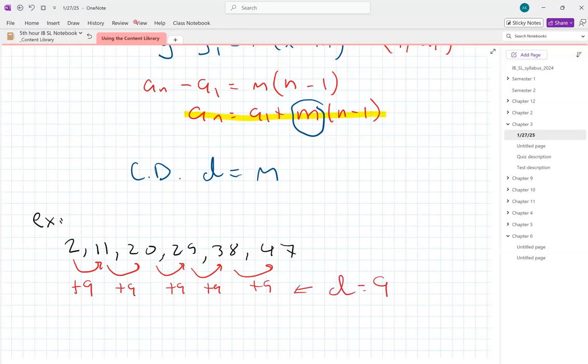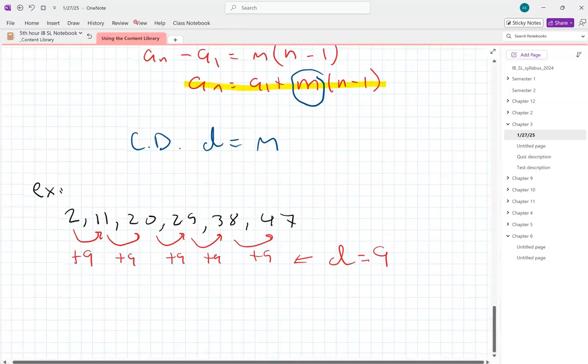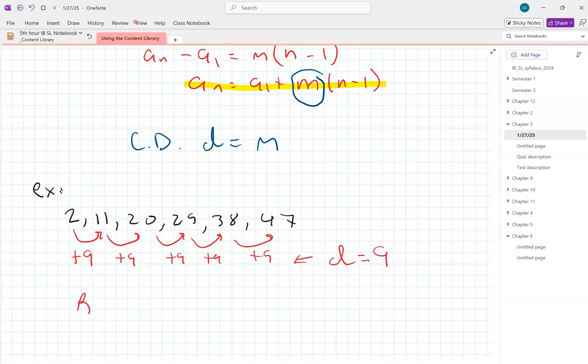So I know this is arithmetic because the common difference is constant. If that d was different at any point, it's no longer arithmetic. But that tells me the common difference is 9. So already I have a way to write the recursive formula.